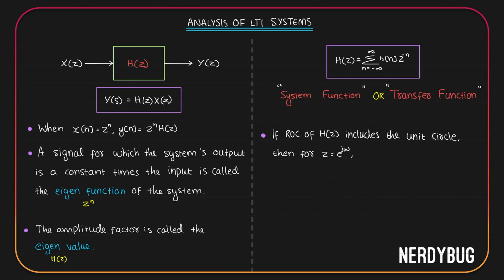So we can write if ROC of h of z includes the unit circle, then for z equal to e raised to j omega, h of z converges to h of e raised to j omega. That is, the z transform will be equal to the Fourier transform. Here h of e raised to j omega is the frequency response of the impulse function h of n. We already have a name for it. It is called the frequency response.